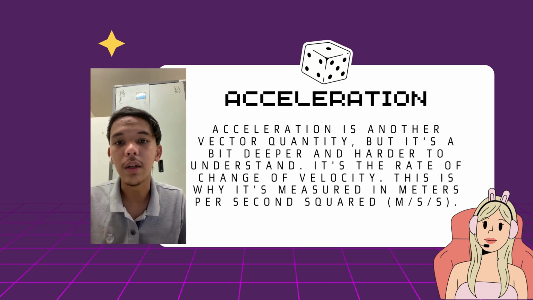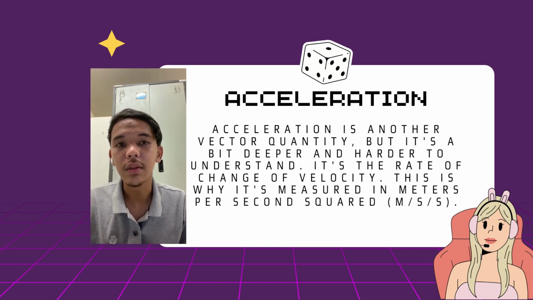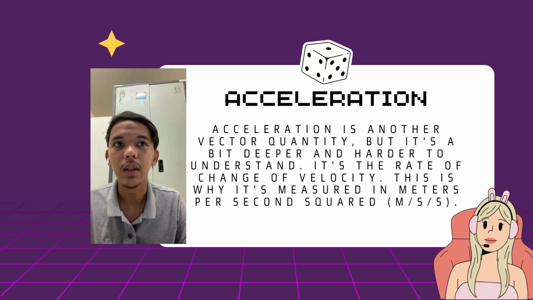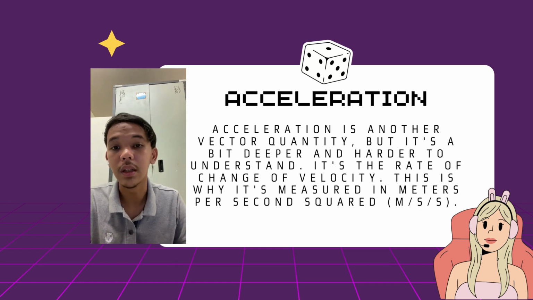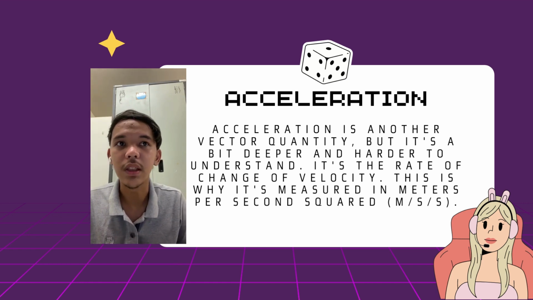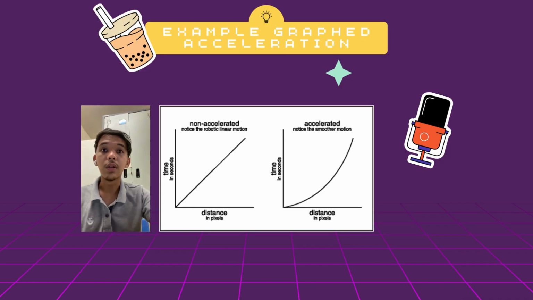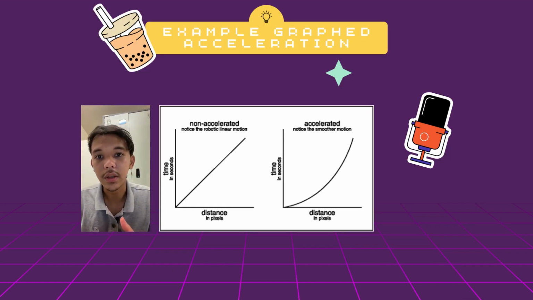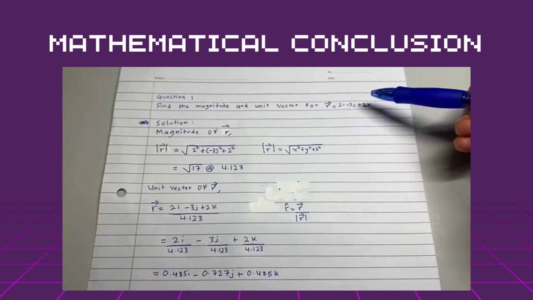I will tell you guys about acceleration. Acceleration is another vector quantity, but it's a bit deeper and harder to understand. It's the rate of change of velocity. This is why it's measured in meters per second squared. For the example of graph acceleration, the difference between a generic object with acceleration and another without. Each of the objects has its own code. The one with the acceleration was extracted.